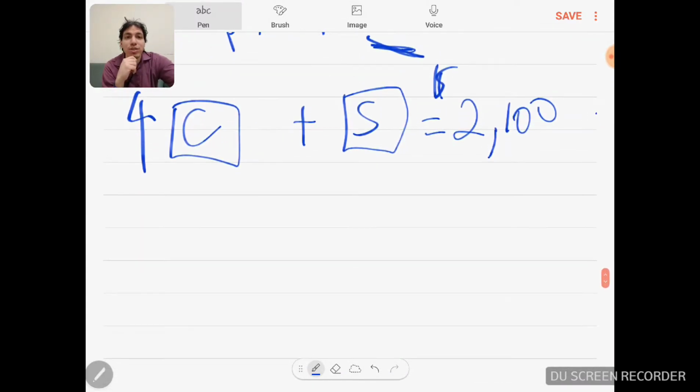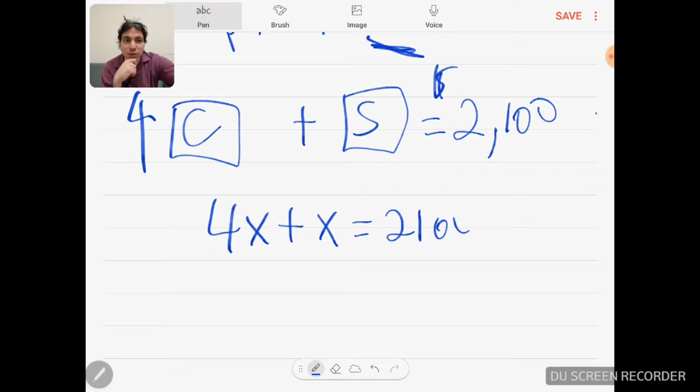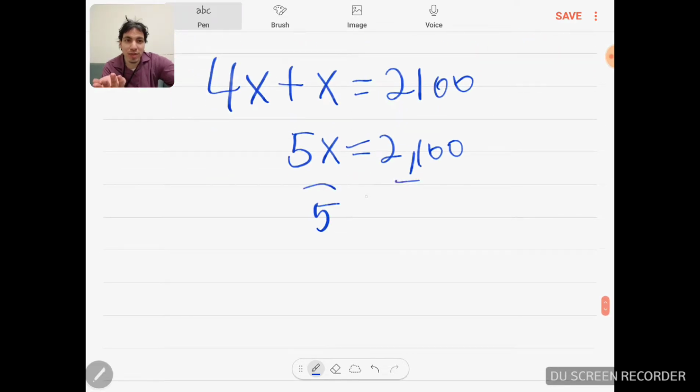So therefore, we don't know what the computer system costs and we don't know what the software costs. So let's have them both labeled as x. So 4x plus x equals $2,100. Guess what? You're gonna solve for this. So now I'm gonna combine the 4x plus the x, which gives me 5x equals 2,100. And then I'm going to divide both sides by 5. The 5's cancel.